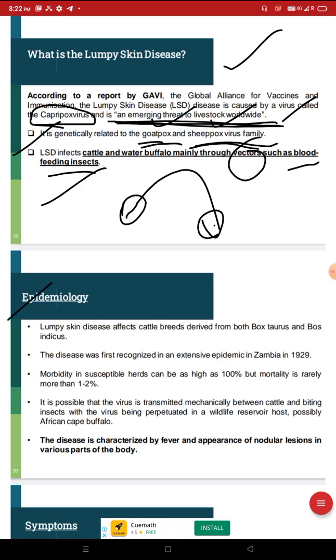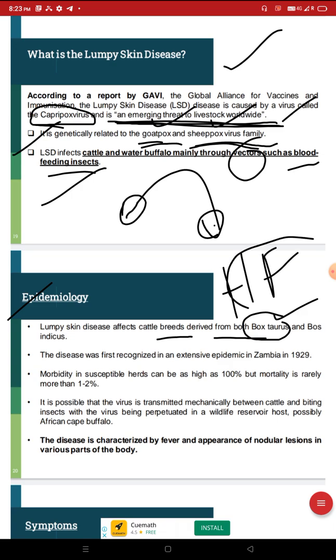Epidemiology. Lumpy skin disease affects cattle breeds derived from both Bos taurus and Bos indicus. Bos indicus means indigenous cattle that are found in India. Bos taurus are exotic cattle, like Holstein Friesian, like Jersey. Exotic cattle are mostly susceptible to the lumpy skin disease virus.